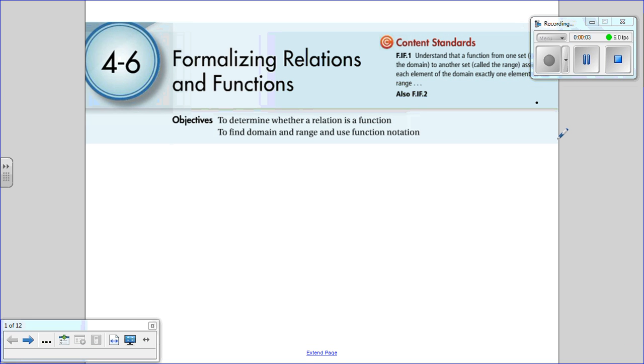Chapter 4.6, it's called Formalizing Relations and Functions. I don't want the name to scare you away too much. Basically, it's just this: to determine whether a relation is a function, which isn't as hard as you may think, and to find the domain and range. I know those are probably two new words to you, but domain is essentially your input and the range is your output.